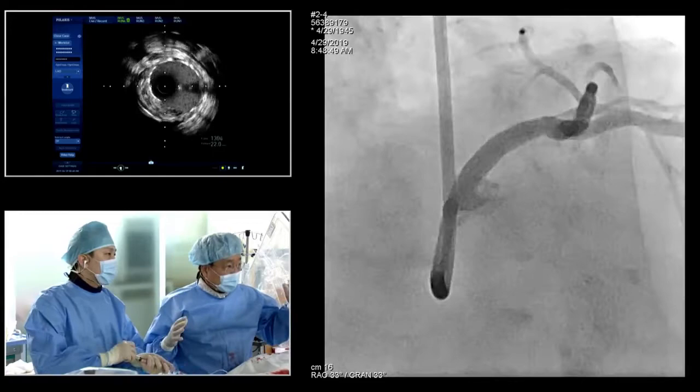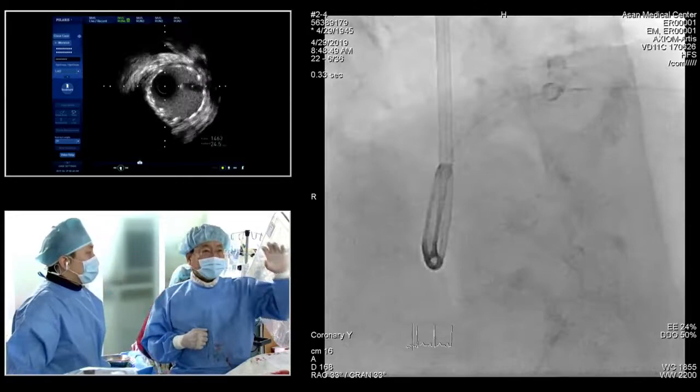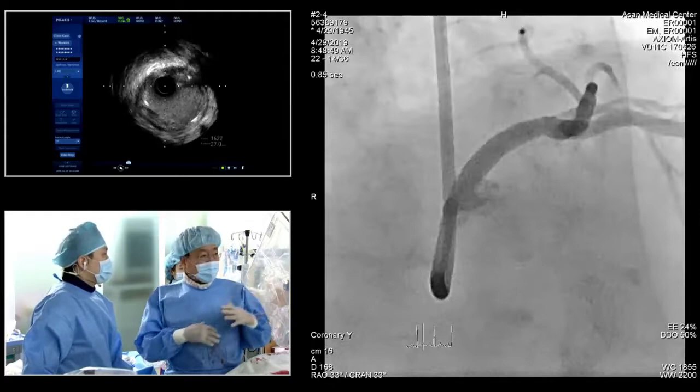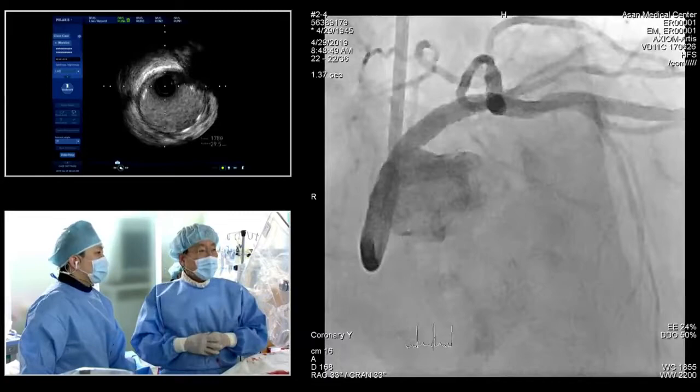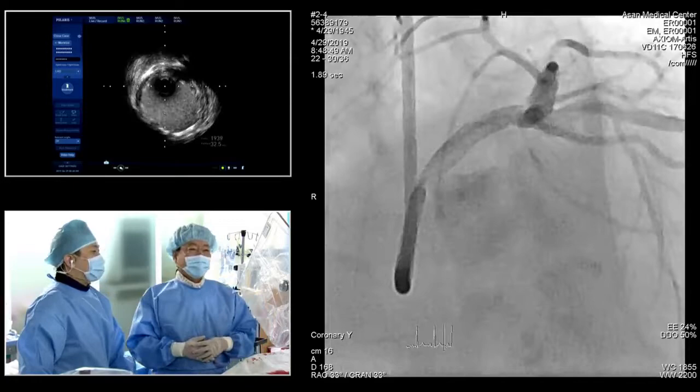All right, to be honest, by our findings, one or two struts have some malposition in the proximal part. However, overall stent expansion is good. We already did 4.0 high pressure, 20 atmospheres. Yes, 20 atmospheres. All right, so I'm very happy about this. Okay, thank you.